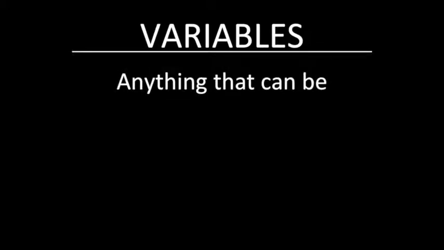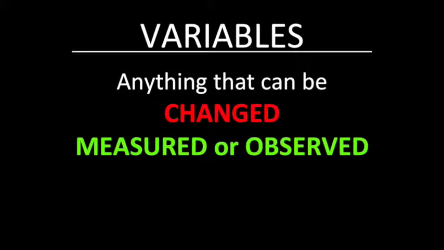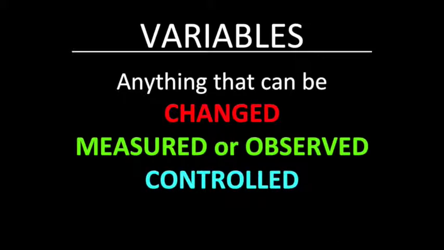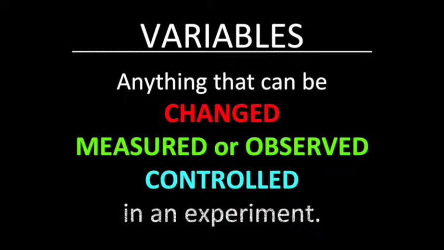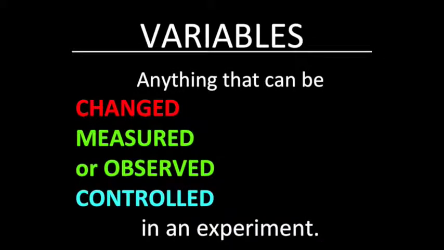What are variables anyway? So variables are anything that can be changed, measured or observed, or controlled in an experiment. So every time we talk about variables, we are referring to something in an experiment, okay? So anything that can be changed, measured or observed, or controlled in an experiment.